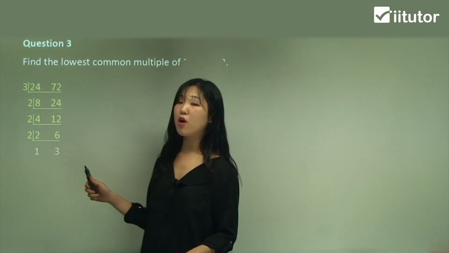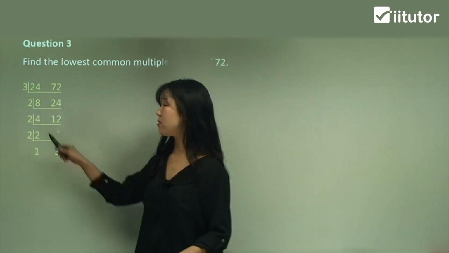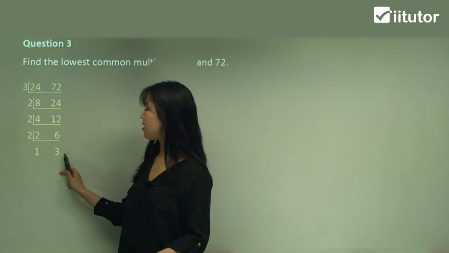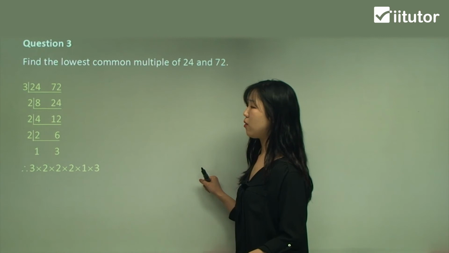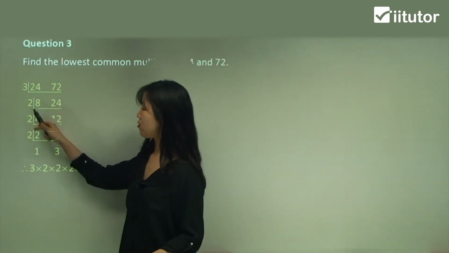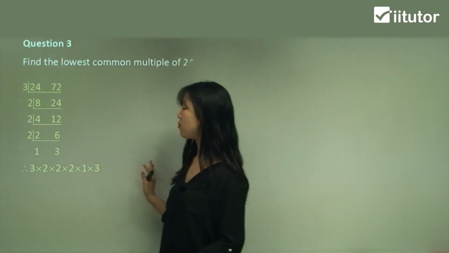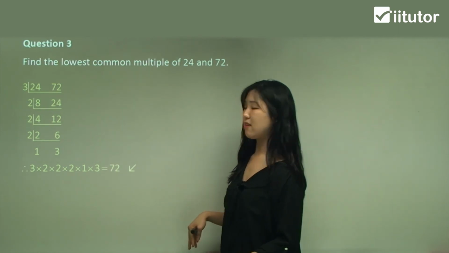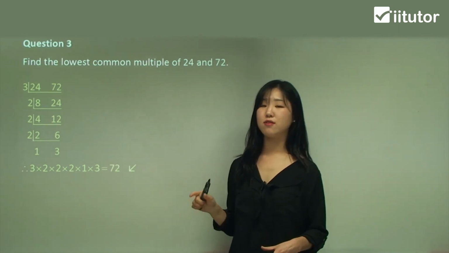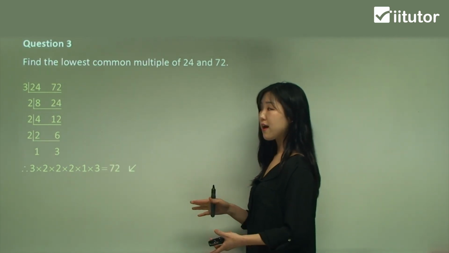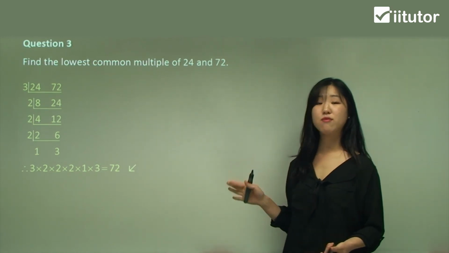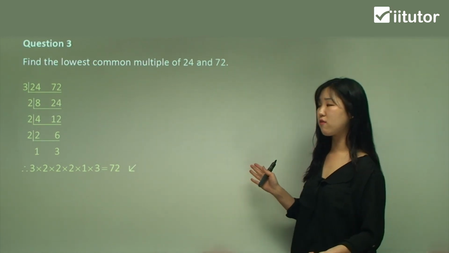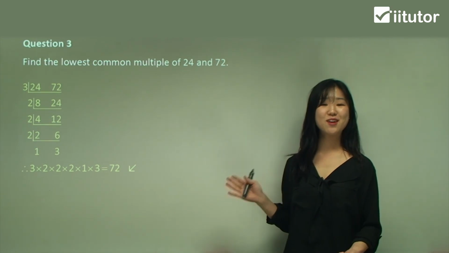So again, we concentrate on the outermost numbers, all these numbers on the outer edges, and we multiply all of them together. So 3 times 2 times 2 times 2 times 1 times 3, multiply all together and get 72. 72 is the lowest common multiple. Okay guys, please try to utilize that method when you're finding the LCM because it's very, very handy and accurate. So that was the end of this part.